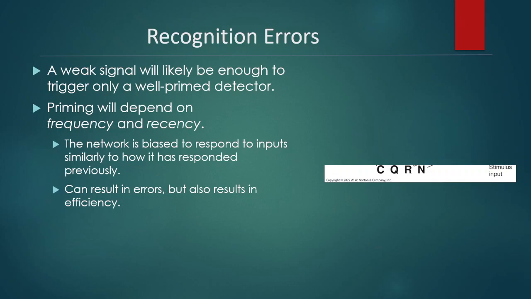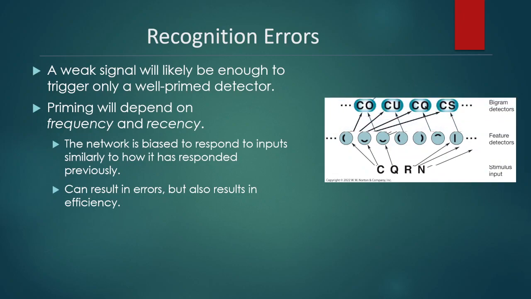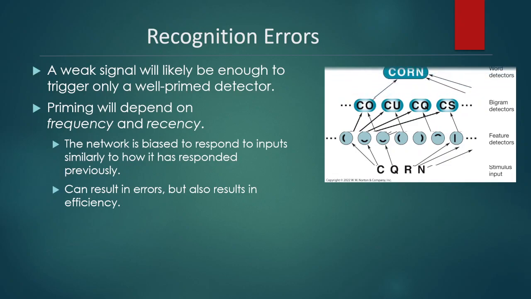But think about it from another argument. Here we have CQRN. We've got these feature detectors being activated and bigram detectors being activated. And then your brain goes, I think it means corn. I think they were trying to write corn. Think about how forgiving our brain has to be when sometimes stuff is written in handwriting, sometimes a sign is broken. So the fact that you might have an input that looks like CQRN and you interpret it as CORN and make it into a real word, that's a lot more efficient than you saying, I don't know what that says. I don't know what to make of that.